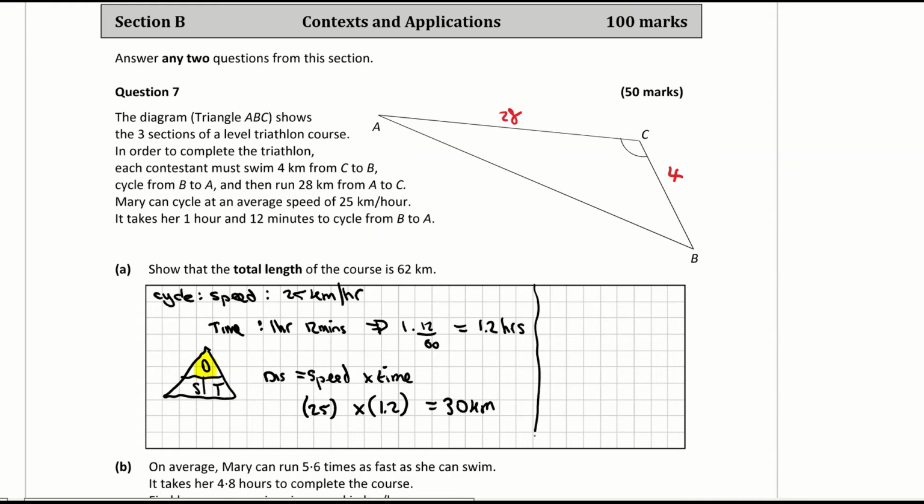And the question then wants us to prove or show that the total length of the course is 62 kilometers. Well, let's just double check that. So total will be my 30 from my cycle. I have my 28 from my run. And I'm going to add on my 4 from my swim. And when I add those three figures together, I get 62 kilometers. And that's what they wanted me to prove. Scrolling down now to part B.